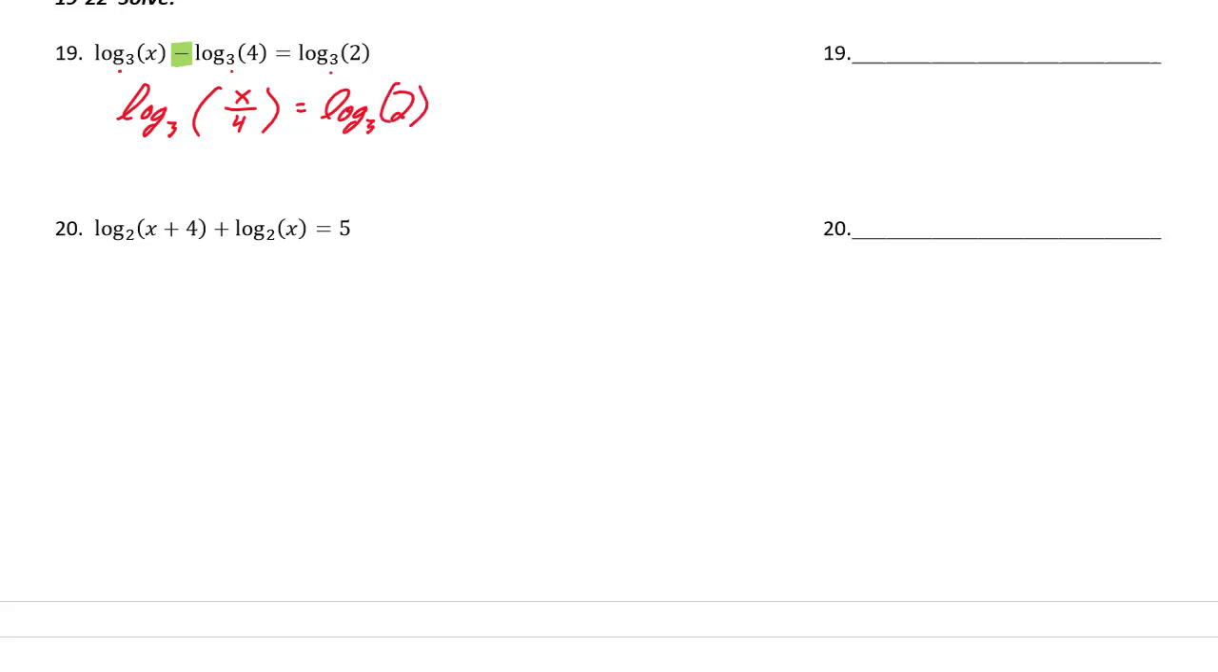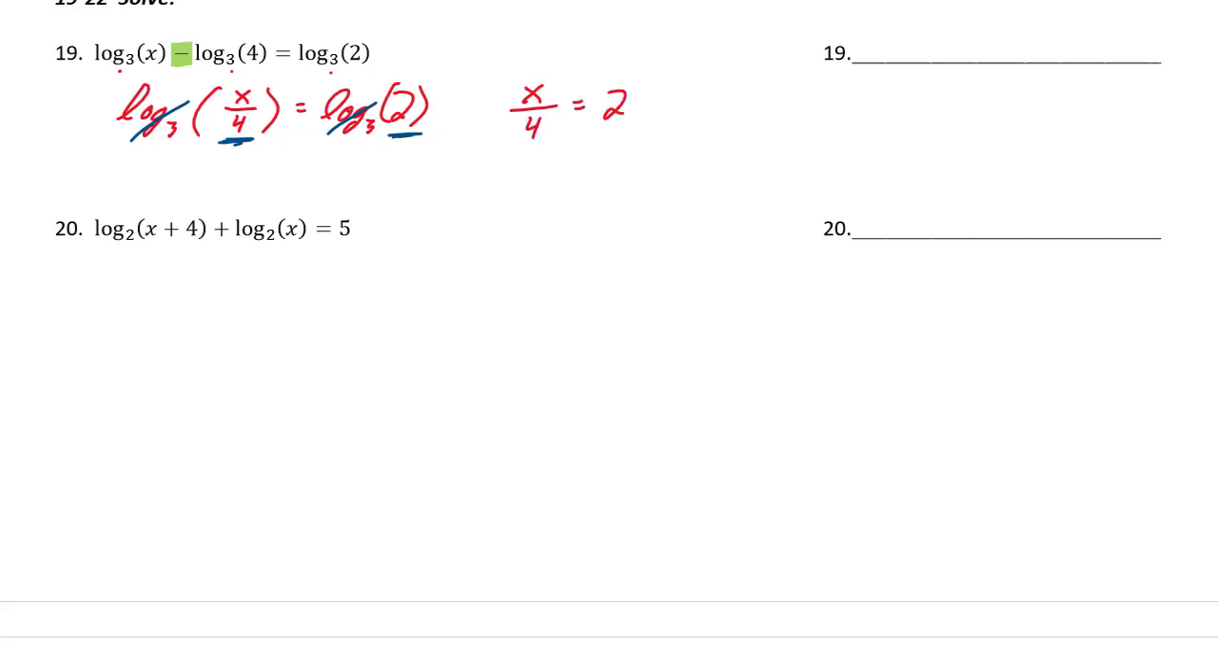So at this point, notice we have the same log on both sides. Since both sides have log 3, the only way that they can be equal is if the inside of the one on the left equals the inside of the one on the right. So I'm just going to go ahead and set that up off to the side here. X over 4 should then equal 2.